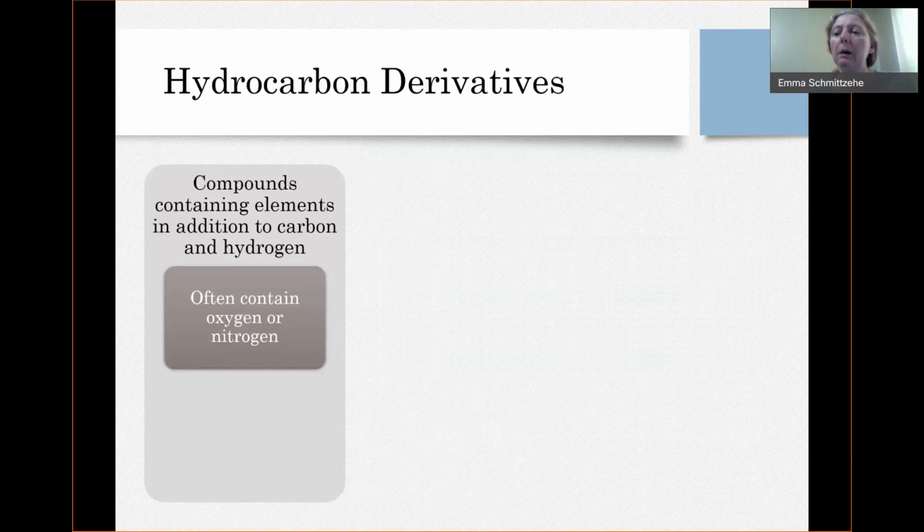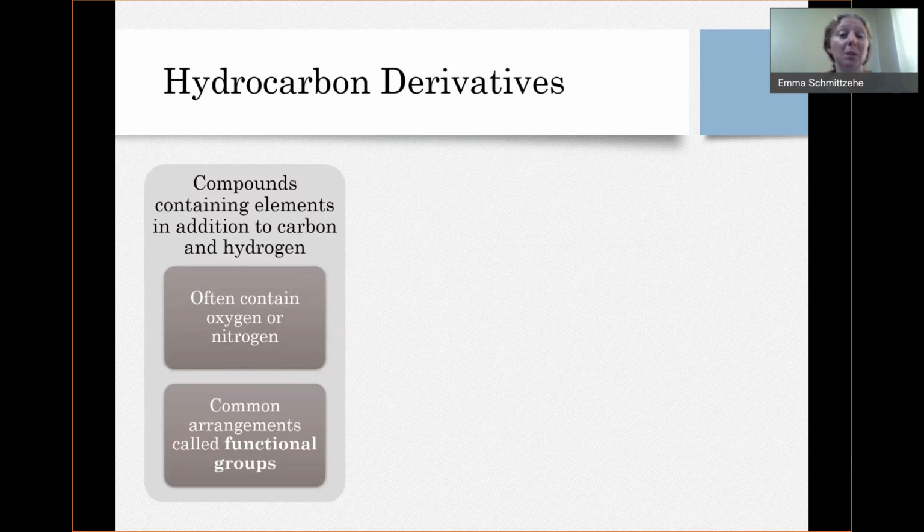Now, there are usually some very specific bonding arrangements when oxygens are in an organic compound or nitrogens are in an organic compound. These common arrangements that come up in lots of organic compounds, we call them functional groups. And those functional groups all have specific characteristics.